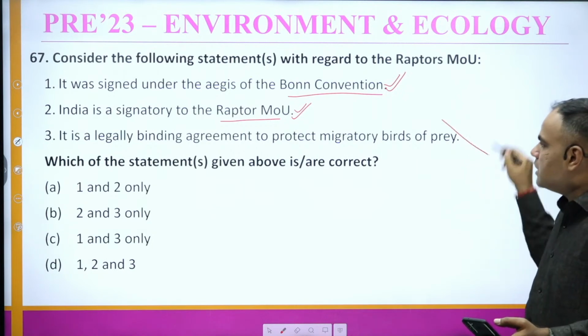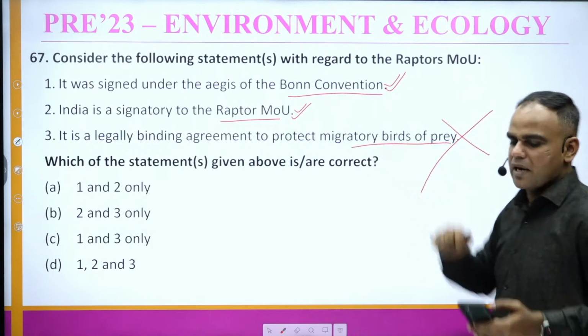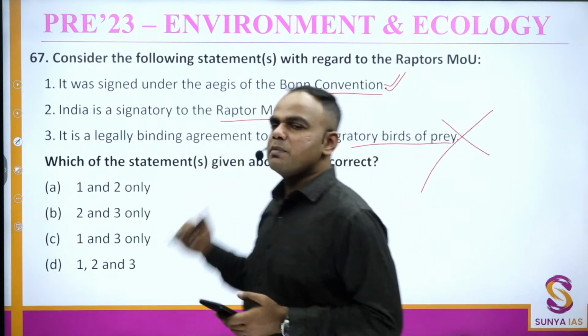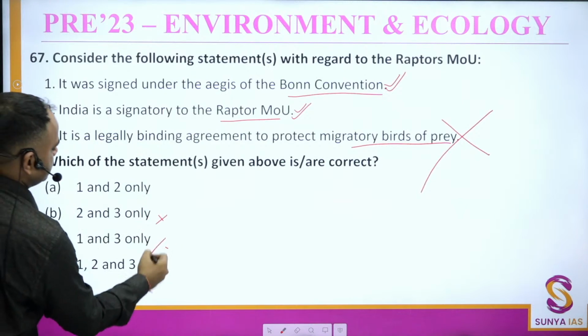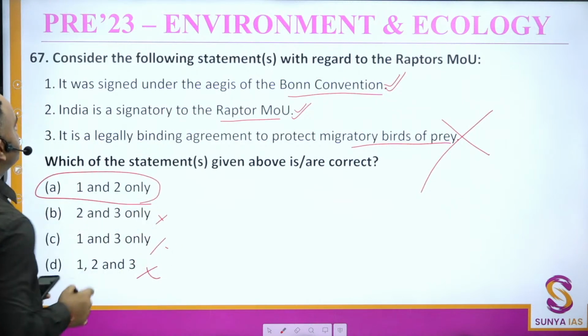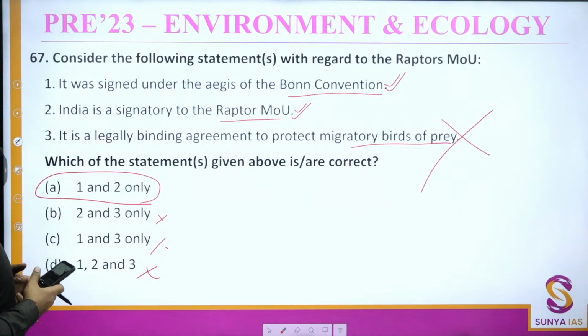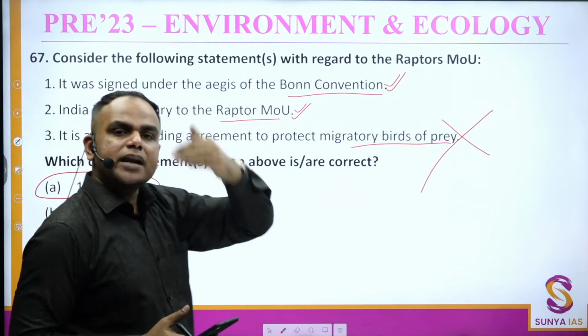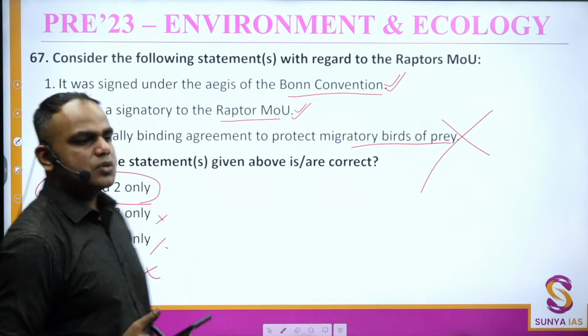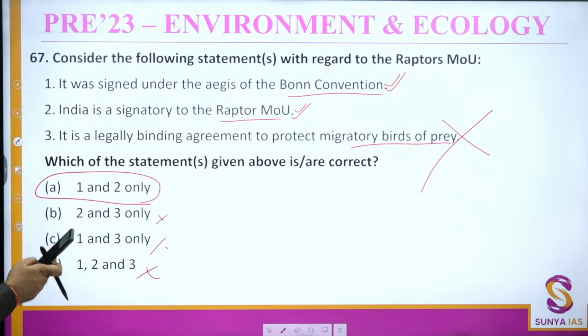No, this is not legally binding for these birds of prey. Okay, first 2 statements are correct, but yes, this is not legally binding. Because of this, it becomes wrong. So here the answer becomes for Raptor MOU, 1 and 2 only. Okay, and again MOU is what? Memorandum of Understanding. Okay, so in this case MOU here is not legally binding.